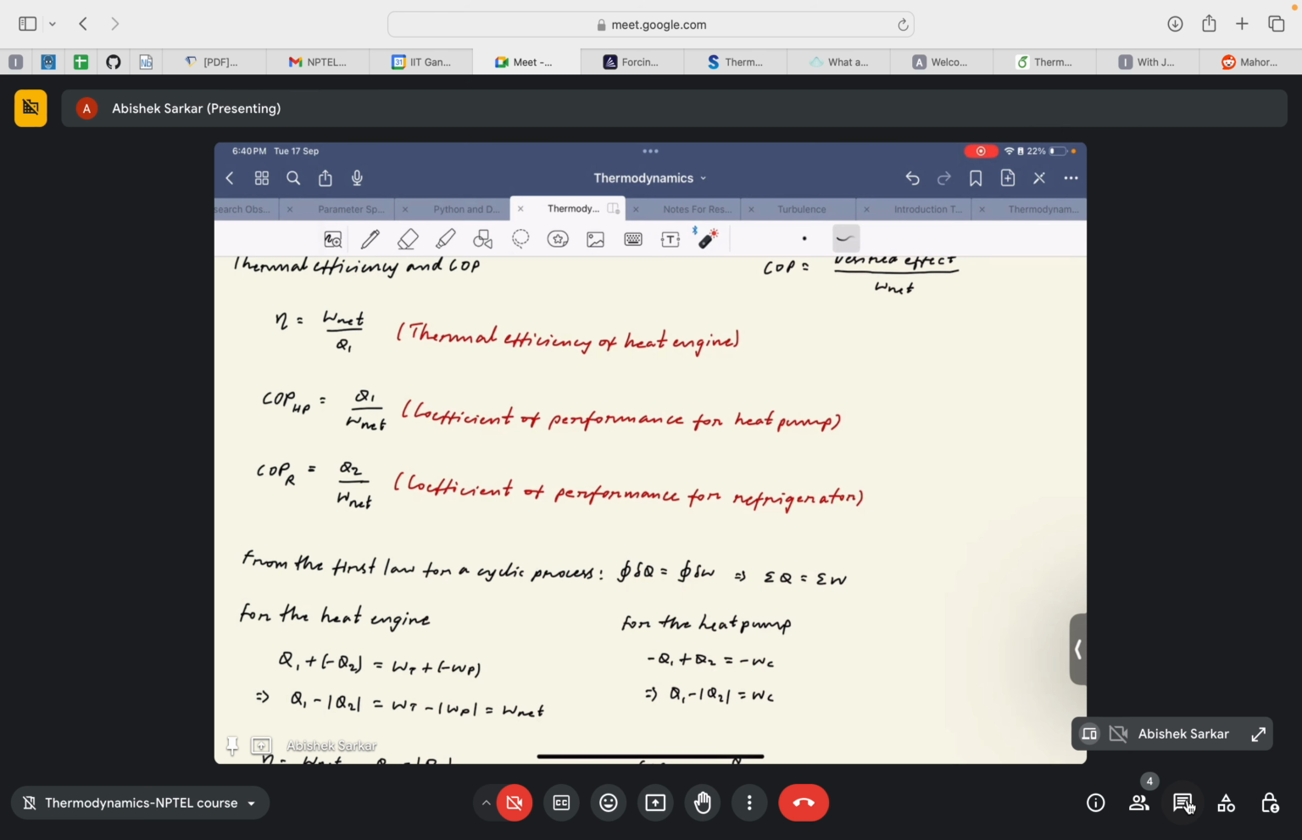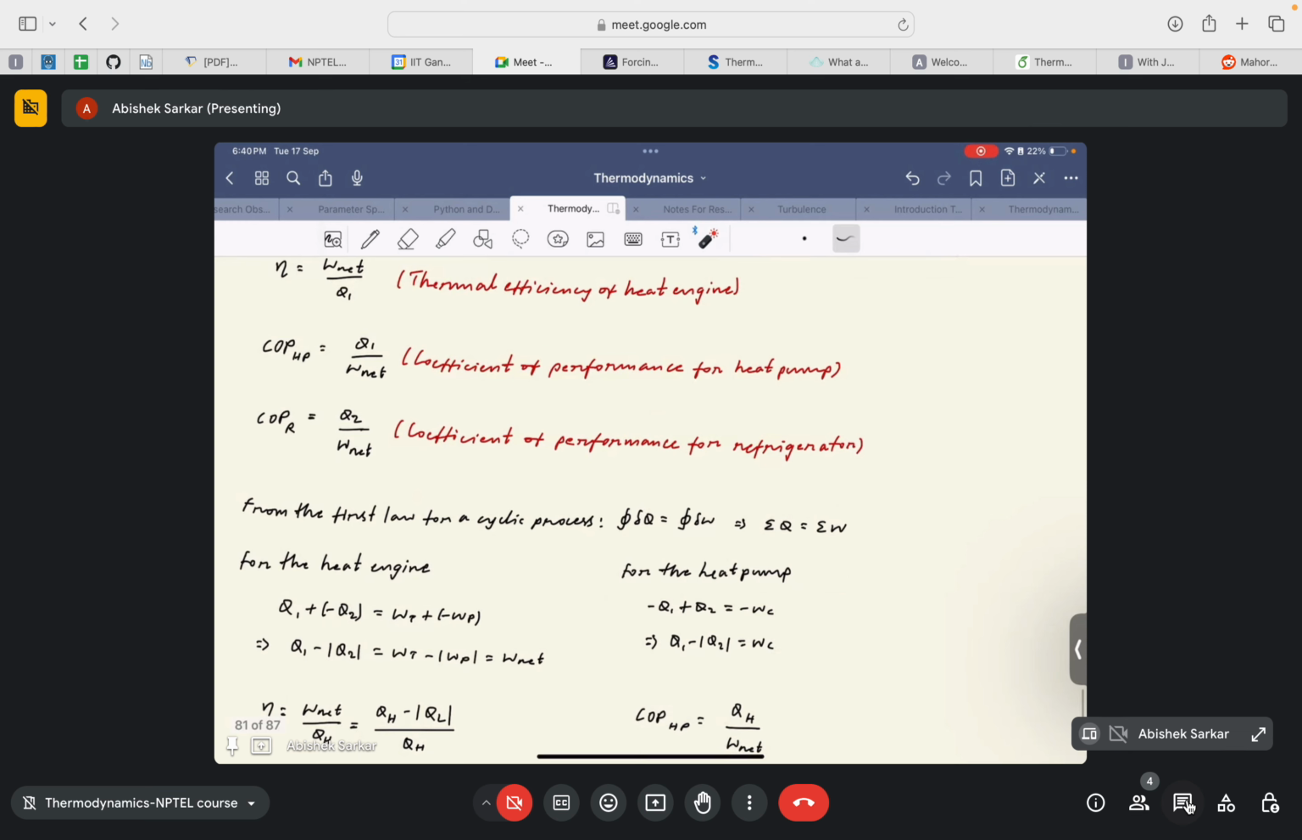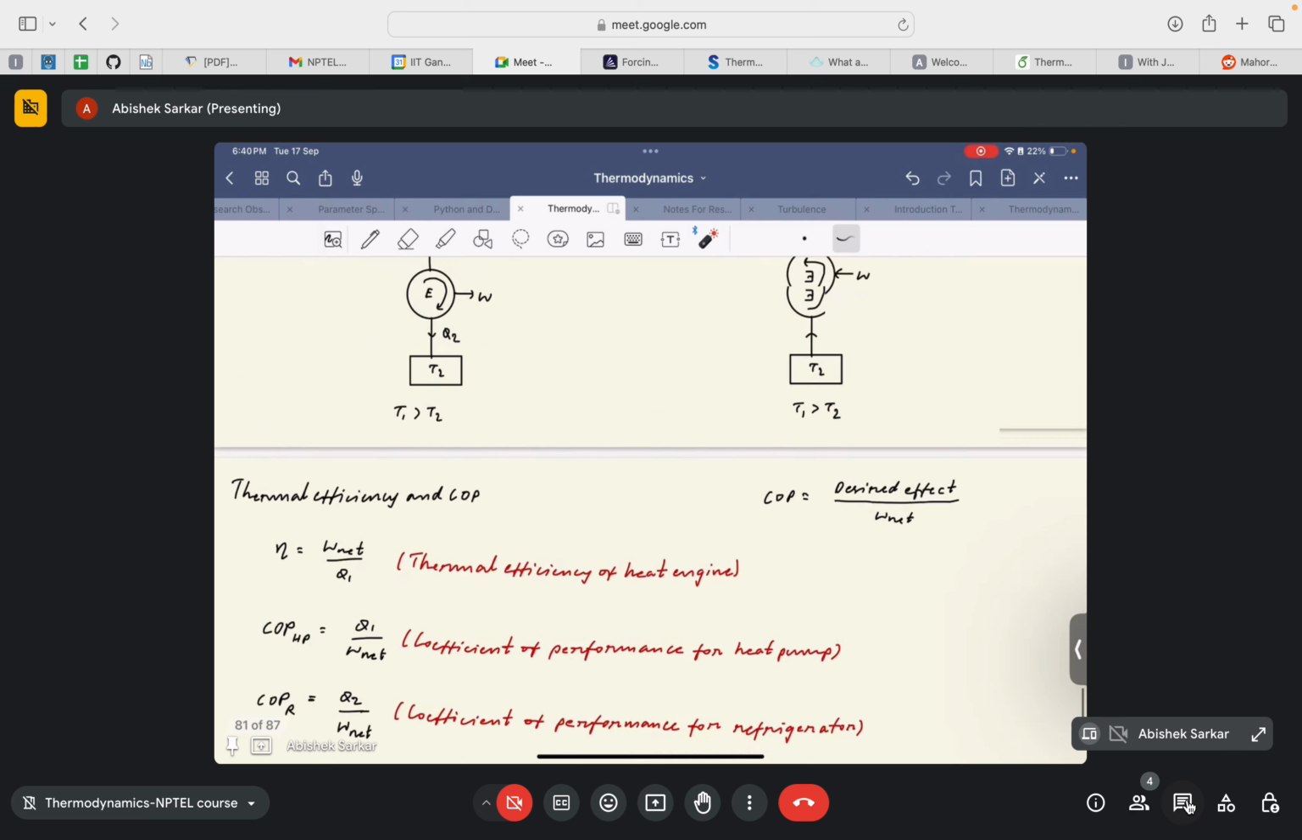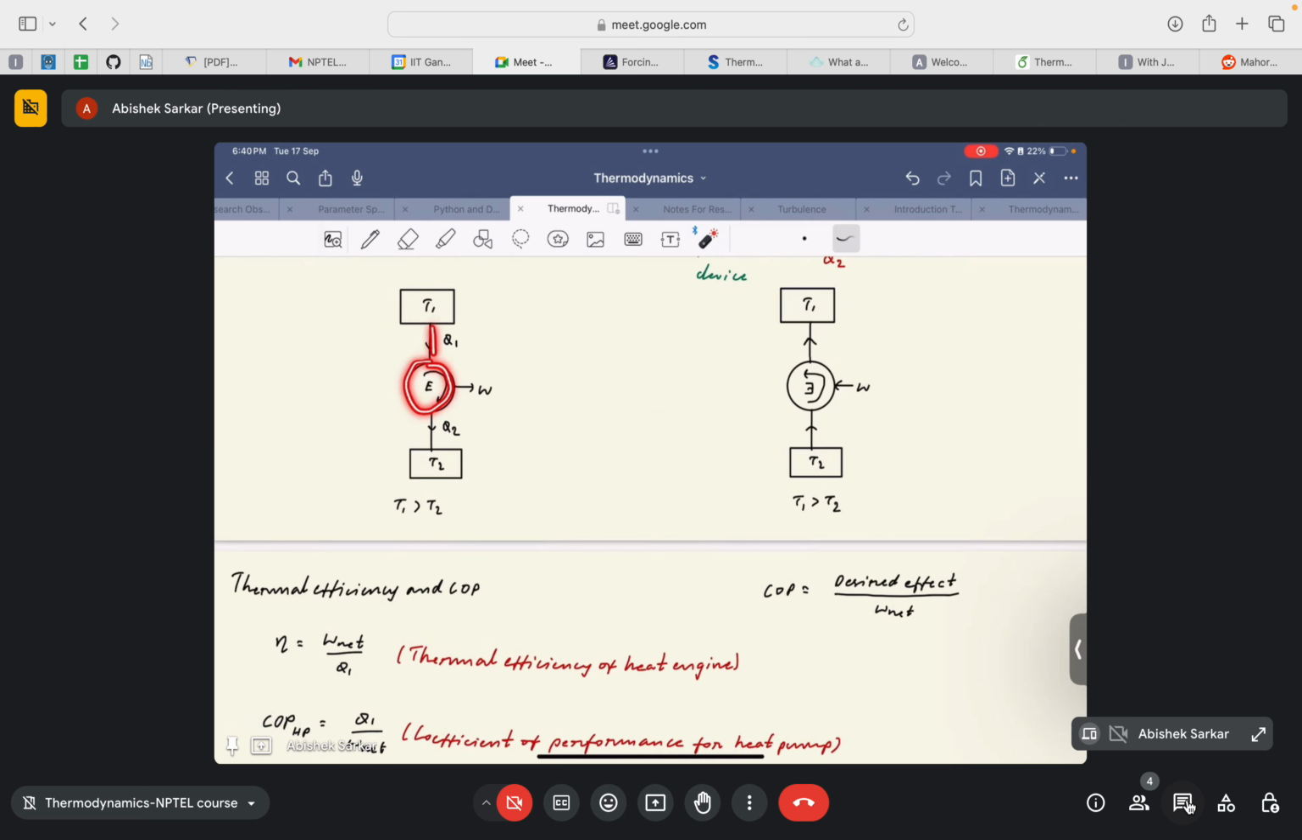So for the first law of thermodynamics, for a cyclic process, the cyclic integral of the net heat interaction is equal to the cyclic integral of net work interaction, or summation of Q is equal to summation of W. If we apply it on the heat engine, we will get Q1 minus Q2. Why minus Q2? Since this is our system and Q1 is a heat input into the system, this will be positive. Similarly, Q2 is heat out of the system, so this would be negative. Our system is this heat engine, and since net work is coming out of the system, W will again be positive.